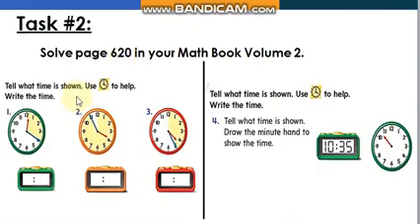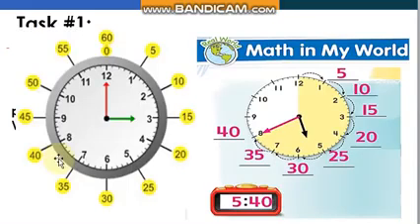And here we go. I want everyone to solve page 620 in your math book, volume 2. Tell what time is showing and write the time. Everyone, remember to use, let me show you, we need to use this one to read the time.